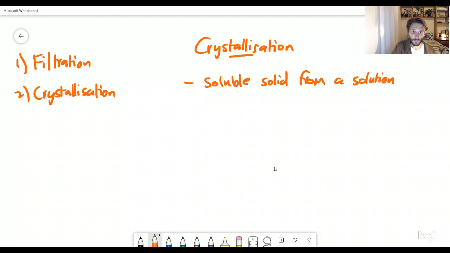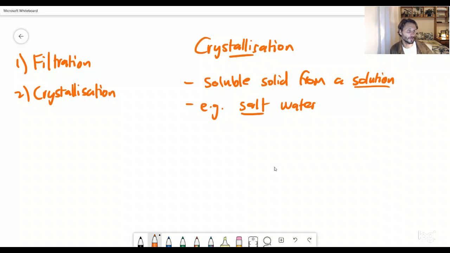An example would be salt water. Okay, so we've got the soluble solid, which is salt. The liquid would be water, and together it's called salt water, which would be the solution. So think about why we wouldn't use filtration to separate salt from water.